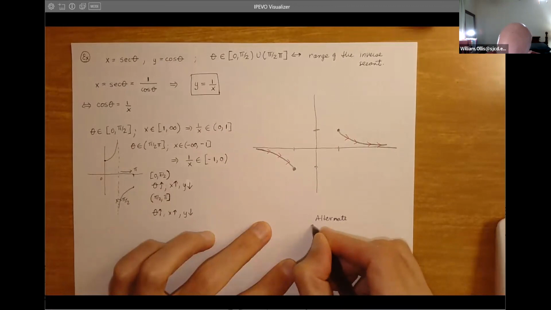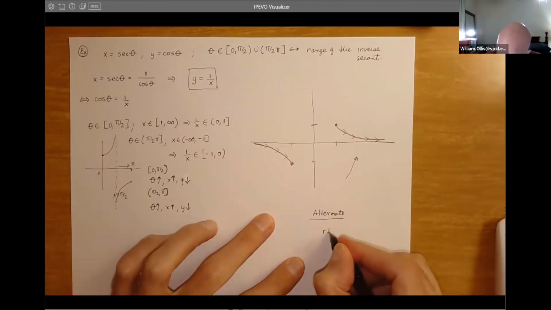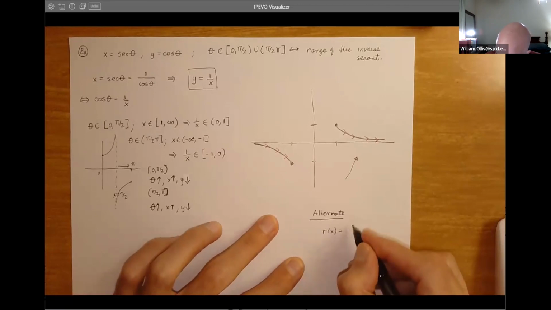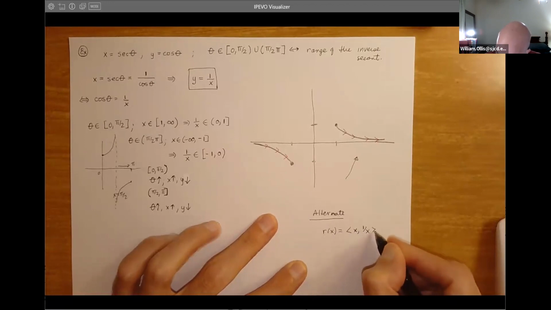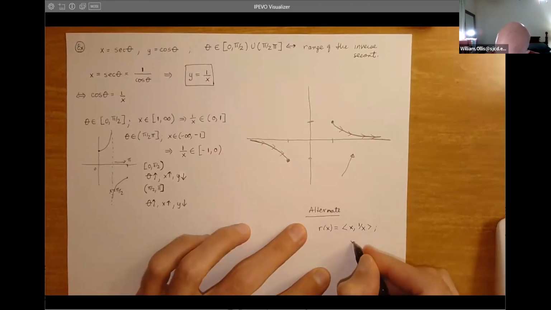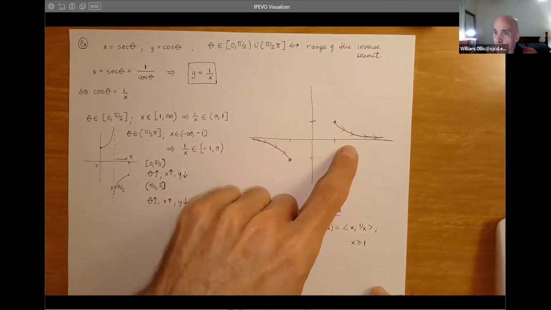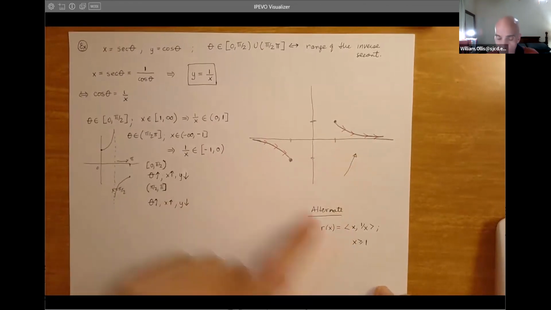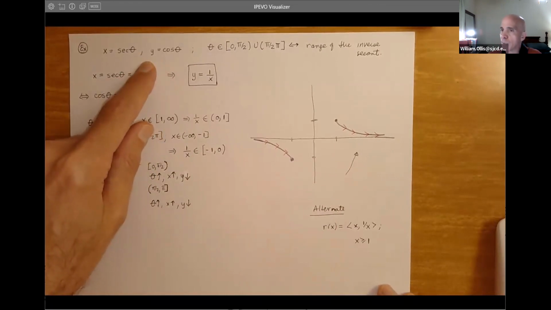alternate. For instance, if we were just looking at this piece, we could say something like this, R(x) equals x, comma, 1/x, like this. And then we'd say x is greater than or equal to 1. Okay, so that would be a parameterization for this curve, which is simple. But we started with this, and this is somewhat complicated. However, this may have merits in some other type of problem.